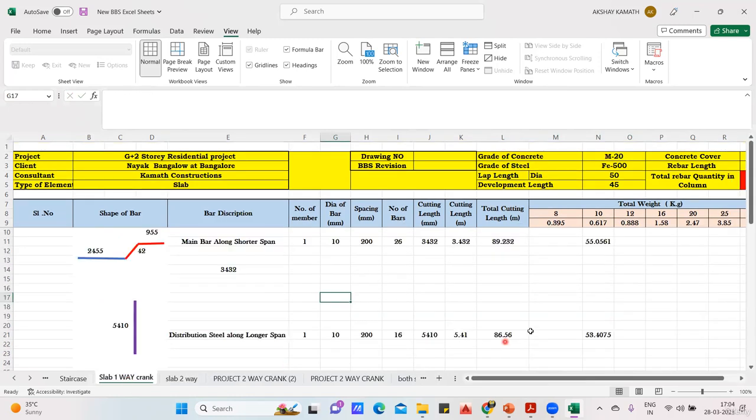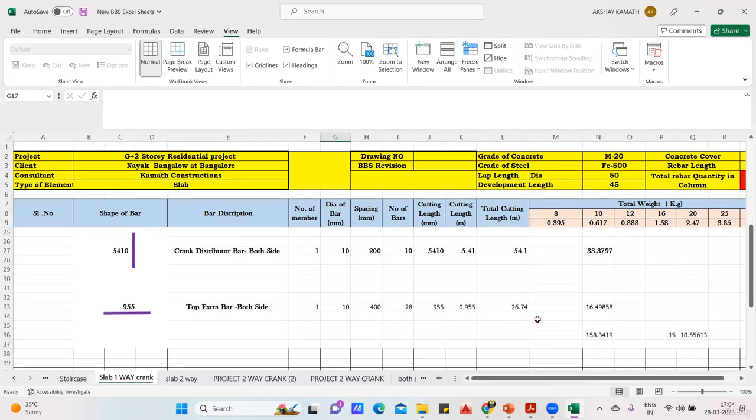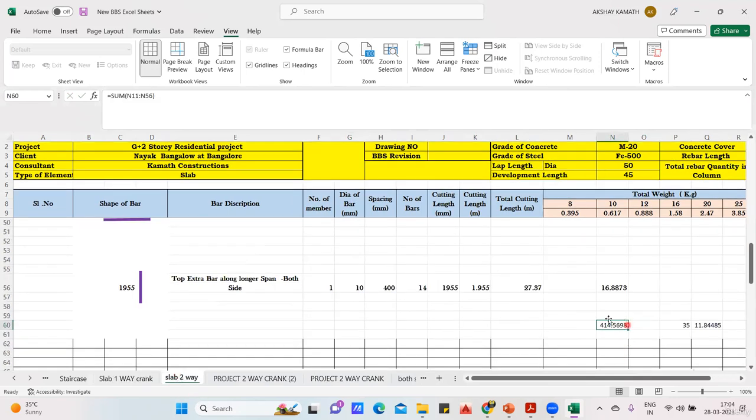Now, I'll tell you one small thumb rule. Actually, this cannot be a thumb rule, but still. In the one-way slab, you got 158 kg of total steel. In the two-way slab, you got 414, almost 2.5 times of that, because here both the side top extra and crank will come.